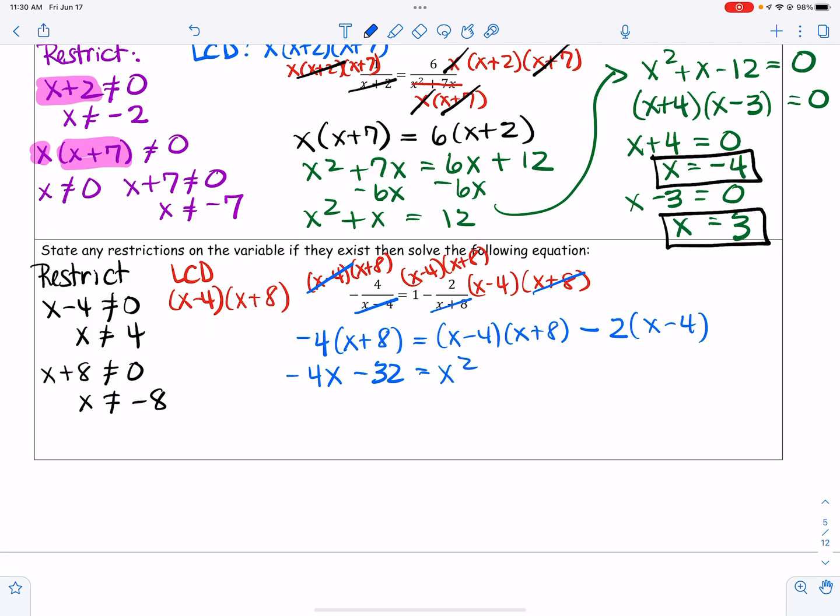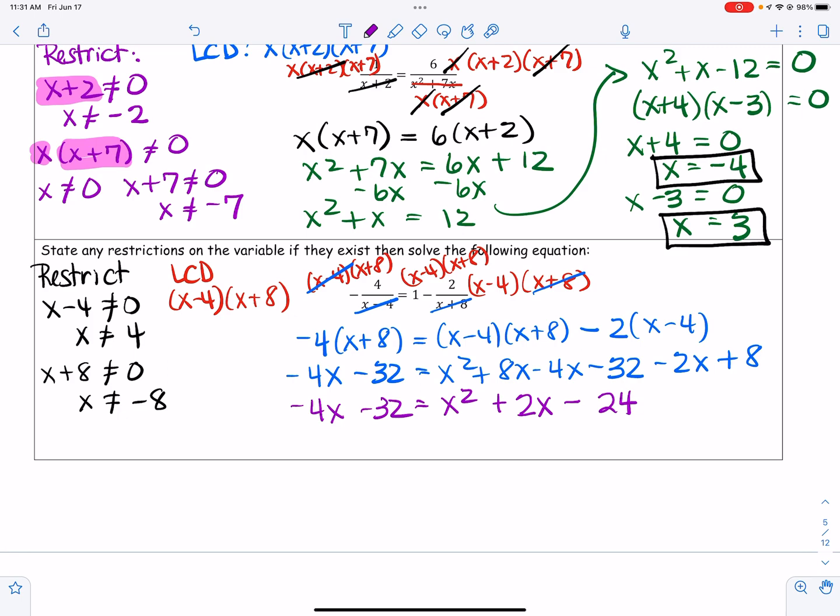FOIL this out, x squared. Outer is 8x, inner is negative 4x. Last is negative 32 minus 2x plus 8. Collect all my like terms here, so I get x squared. 8x minus 4x is 4x, and 4x minus 2x is 2x. And then negative 32 plus 8 is negative 24. And I get negative 4x minus 32.